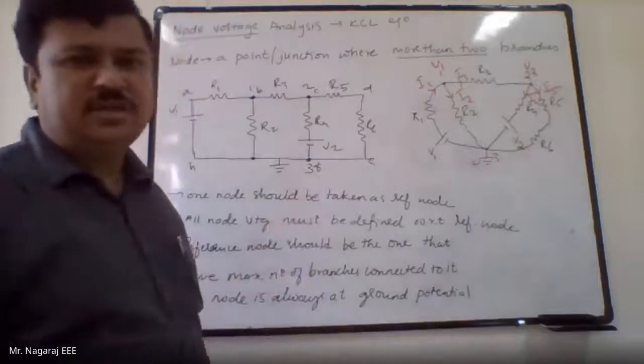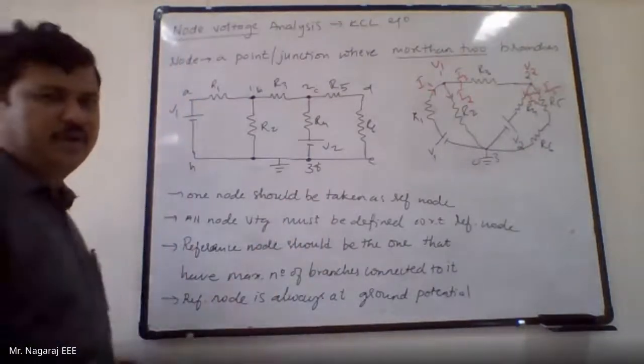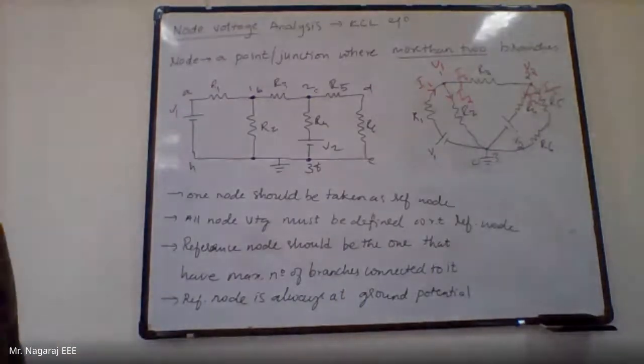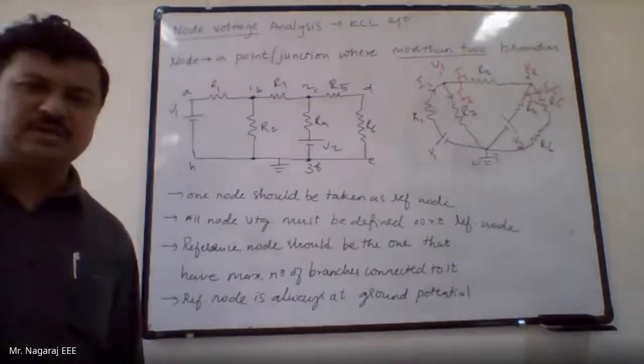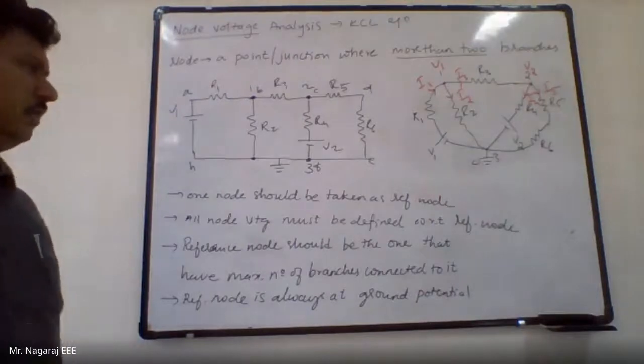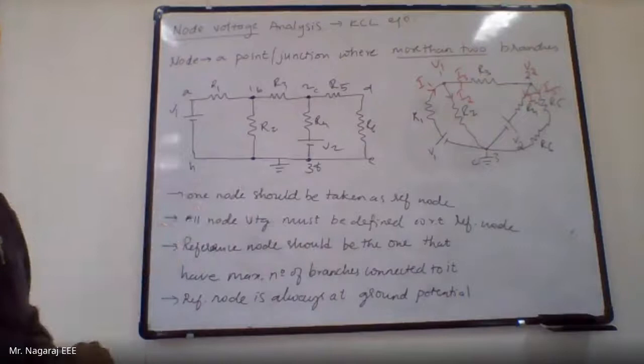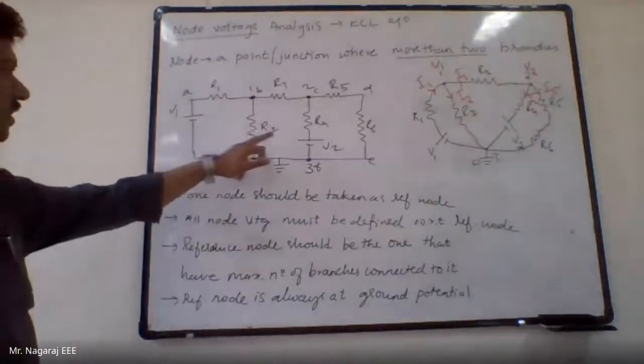Now, after assigning the currents, you write the KCL equations at each node. One advantage I will tell you at a later stage is the advantage of node voltage over mesh current analysis. Observe, if this circuit has to be solved using mesh current analysis, then you are supposed to write 3 mesh equations.